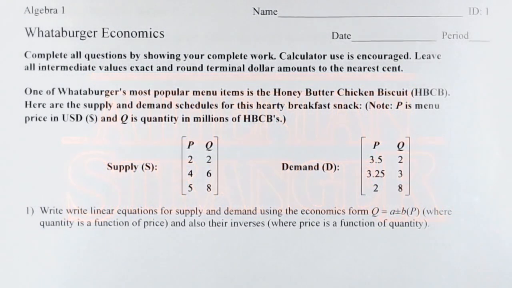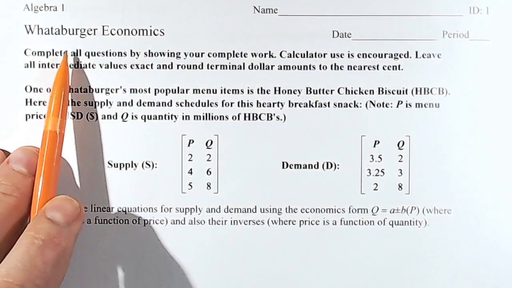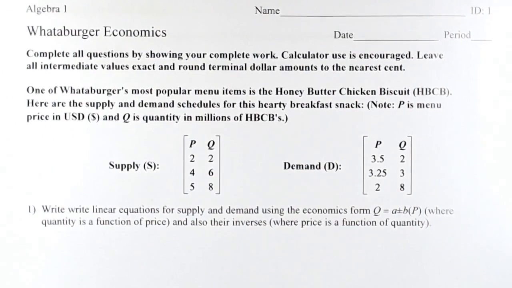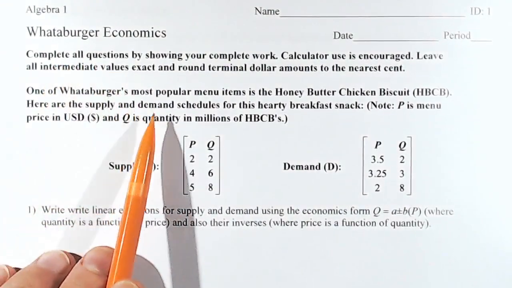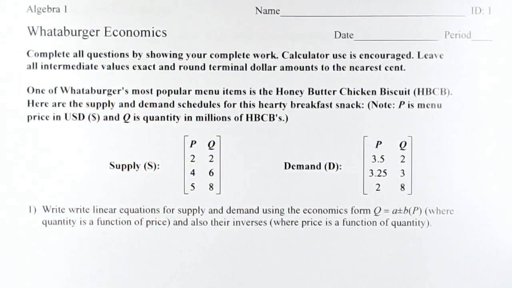All right, ladies and gentlemen, in this tutorial video, I'm going to take you through a number of different problems involving economic analysis and financial analysis, all relating to the real-world example of Whataburger's honey butter chicken biscuits. The scenario we're given is that one of Whataburger's most popular menu items is the honey butter chicken biscuit.